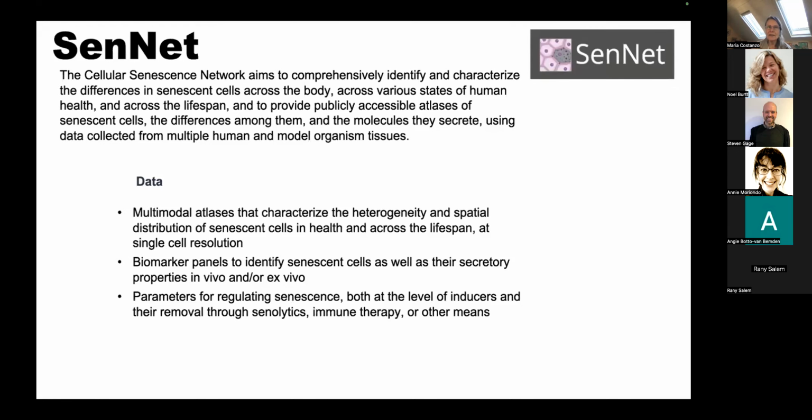Okay, we're almost at the end here. SenNet is about cellular senescence or aging, and they want to identify the types and locations of senescent cells in the body in different states of health, and basically make atlases of them, very similar to what HuBMAP is trying to do, but focusing on senescent cells. And so yeah, this one is also a relatively new one, and I don't think they have much data available at the moment.